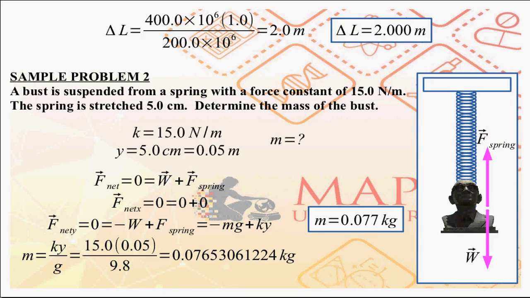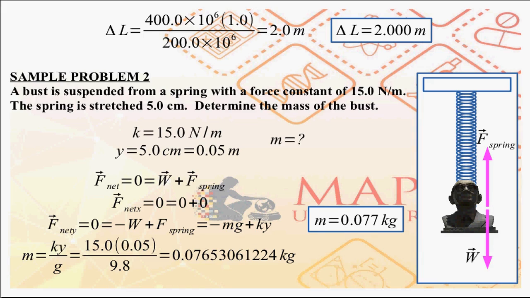Next up, we have sample problem number 2. A bust is suspended from a spring with a force constant or spring constant of 15 Newton per meter. So you have a bust suspended from a spring. Because of the weight of the bust, the spring will be stretched. As a result, the spring will react by applying spring force, F spring. Ultimately, the bust is just suspended, so it is static. You have static equilibrium.